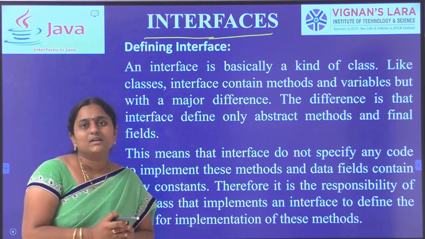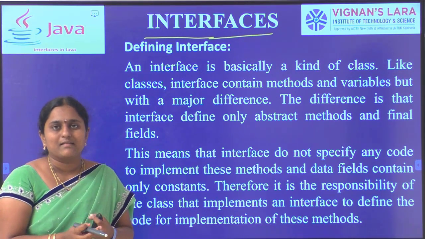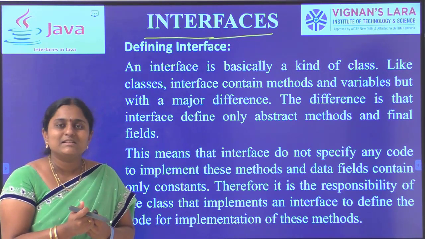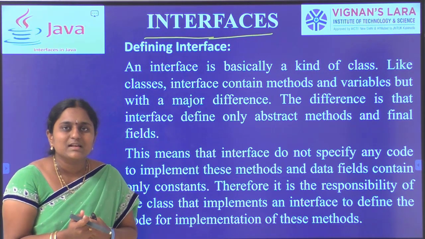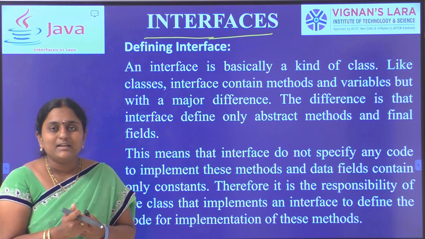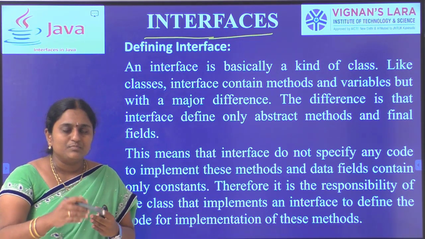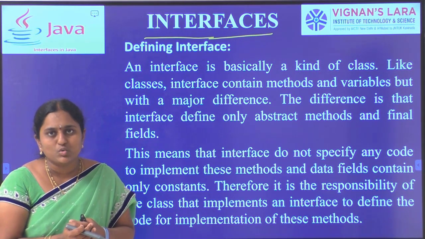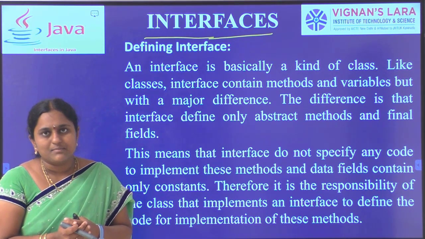Already you know that class. What is a class? How do we declare a class? An interface is similar to a class. But one major difference: a class contains variables and methods, and an interface also contains variables and methods. Class and interface, these two are non-primitive data types and user-defined data types.